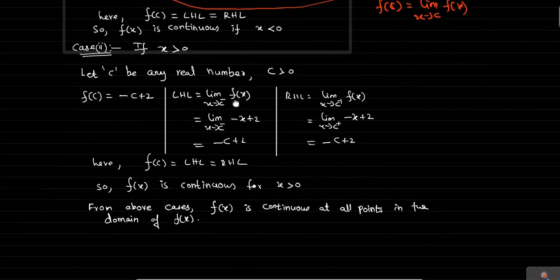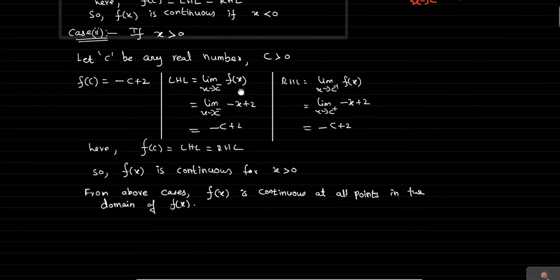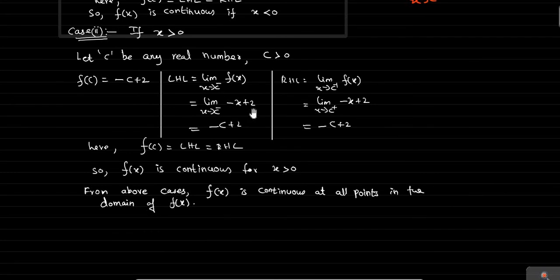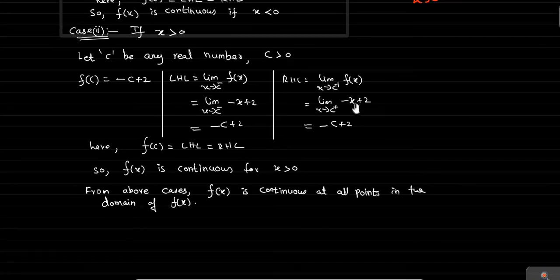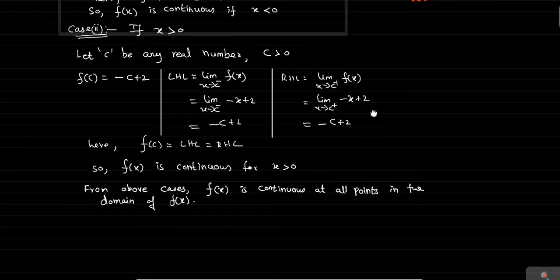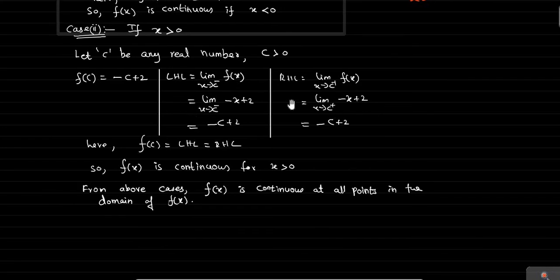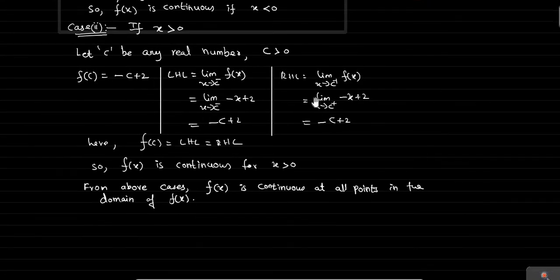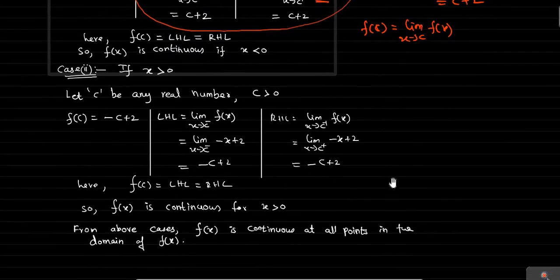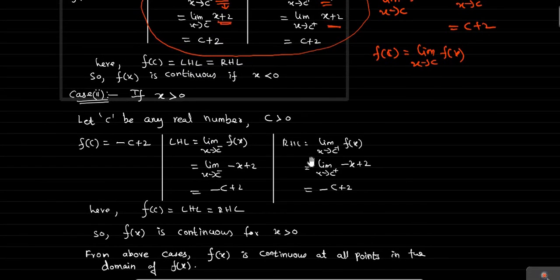Similarly it applies for case 2 as well. Here also, in the place of f of x, we replace minus x plus 2 only. Even for the right hand limit, minus x plus 2 only we replace. So instead of finding the left hand limit and right hand limit separately, together like this we can write it. Okay, so whichever is comfortable, whichever is convenient to you, you can follow that.